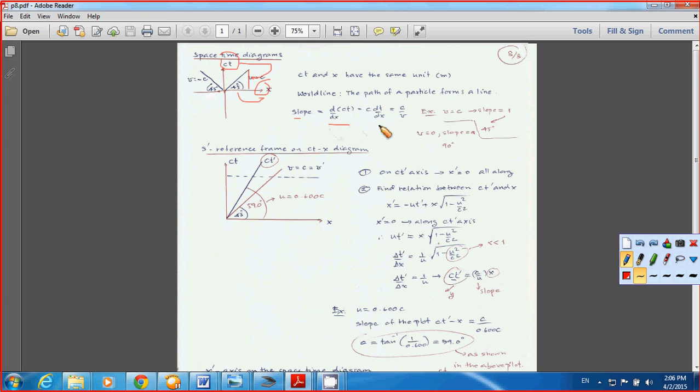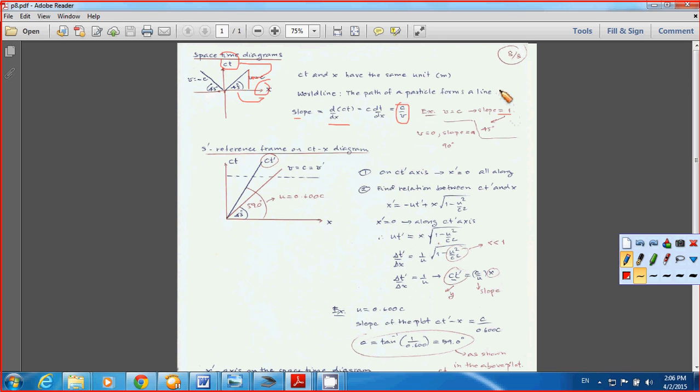So when you differentiate this one, you have c dt by dx, and dx by dt simply is v. So the slope of the line gives you c over v. This becomes the ratio of the light velocity over any velocity. For example, if you have v equal to c, your slope simply becomes what? 1, right? c over c is 1. So slope is equal to 1.